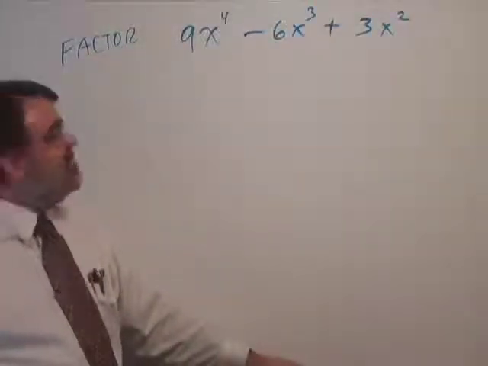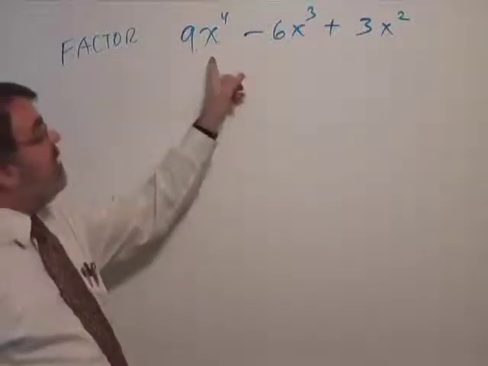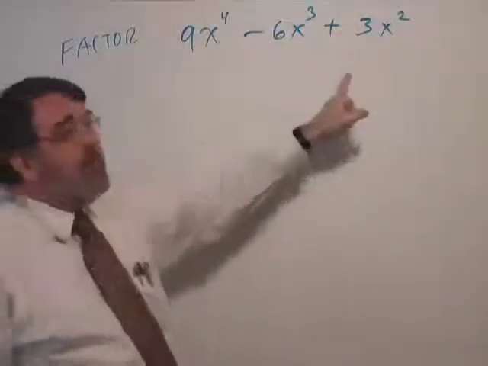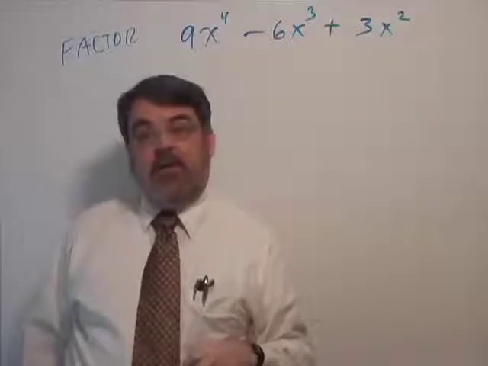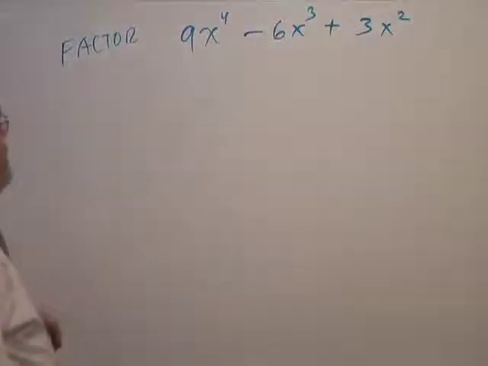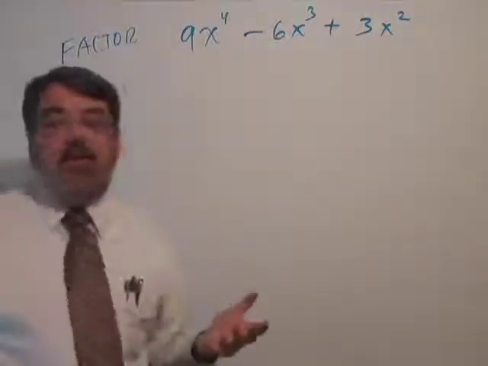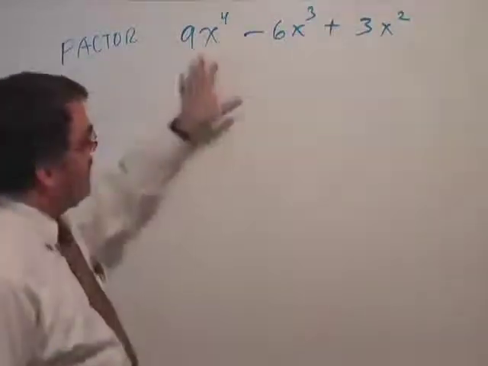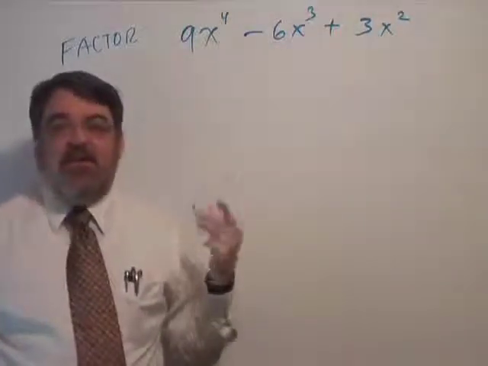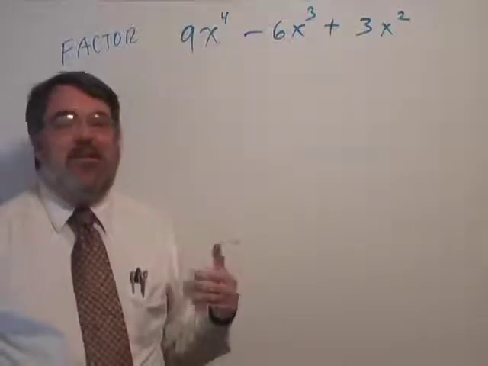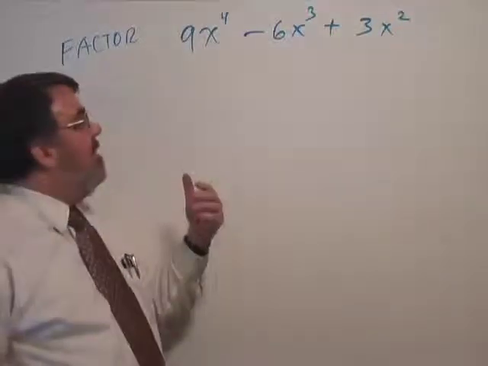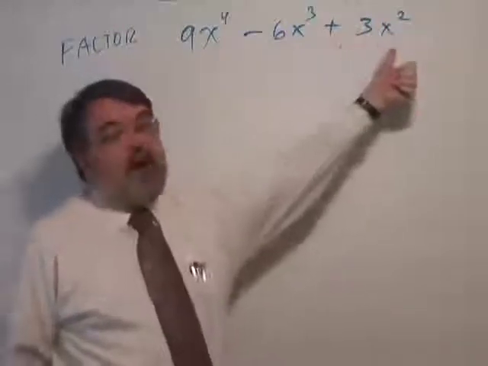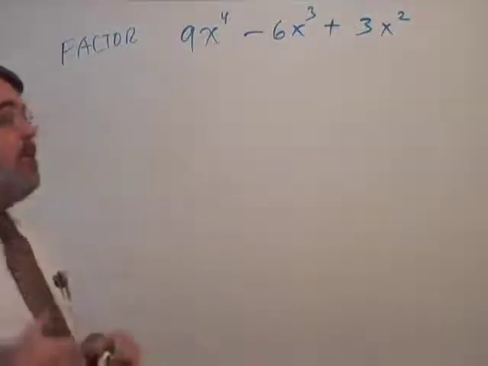Here's our next one. Factor 9x to the 4th minus 6x to the 3rd power plus 3x squared. And you probably noticed immediately that 3 is a common factor of each of these 3 terms. Now there's 3 terms. That makes it a trinomial, a 3-part or three-term polynomial. And 3 is the common factor of the coefficients.